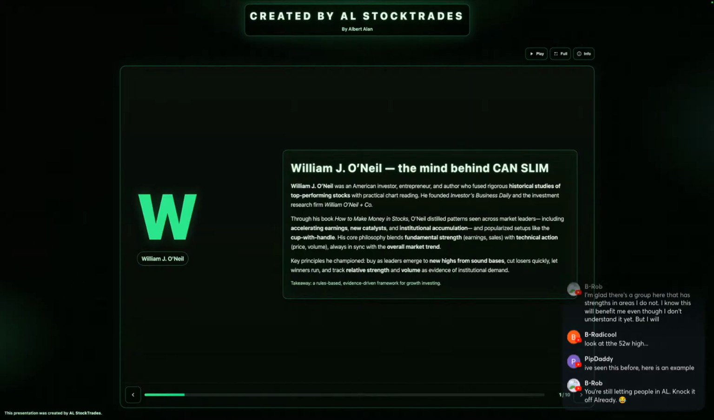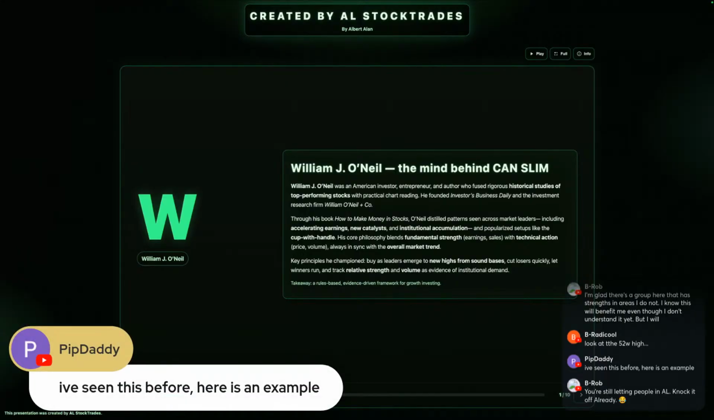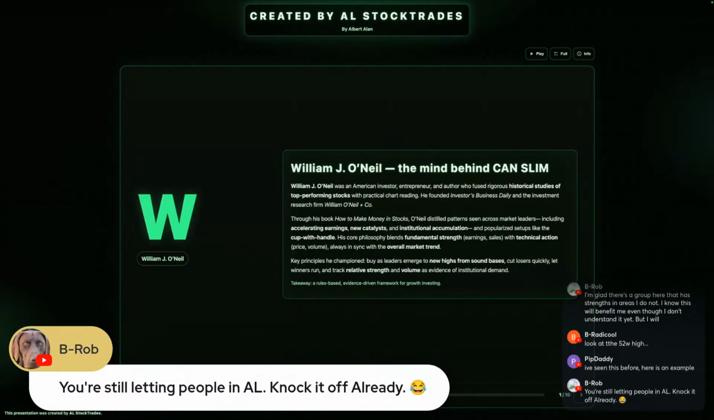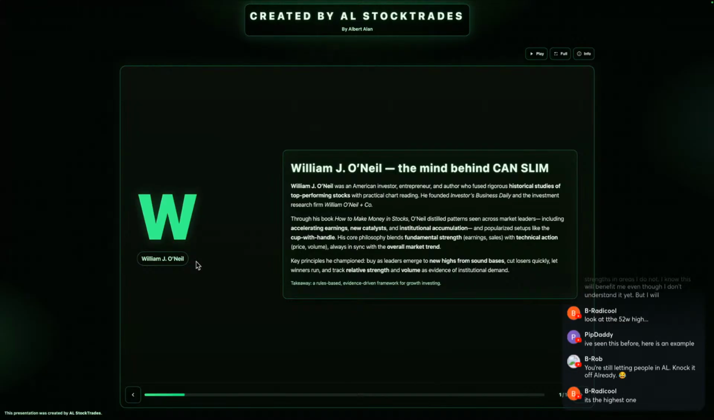Let me go to the comments real quick. Look at the 52-week high. Which one? I've seen this before. Here is an example: you're still letting people in, Al, knock it off already. No, I know, right? But imagine, this is some really good stuff, guys. But we canceled the subscription model, right? Because we're not going to, right?